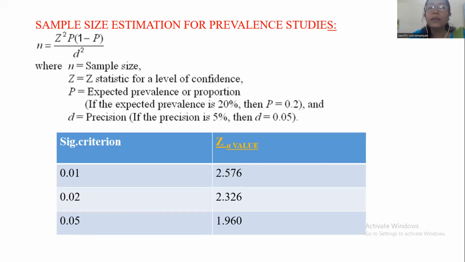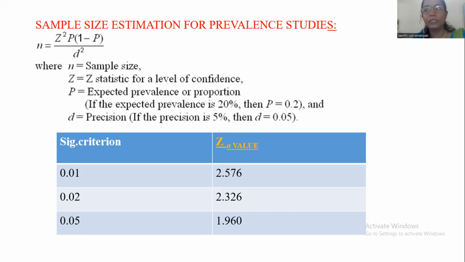Okay. So coming to the prevalence study, the formula here is Z square P into 1 minus P divided by D square. There's a short form for this also, 4PQ by L square. The Z is the Z statistic for the level of confidence. It depends on what level of confidence you are fixing. For a 95% confidence level, the value is a constant.